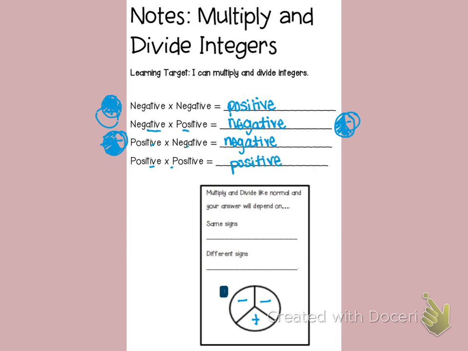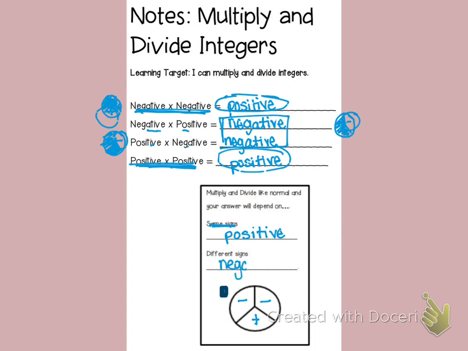It's good if you do your integer man before starting your problem because then you don't have to worry about whether the solution is negative or positive. We multiply and divide like normal, and your answer will depend on the signs. If you notice, a negative and a negative is the same sign, and a positive and a positive is the same sign. So when we have the same signs, we have a positive outcome. Therefore, when we have opposite signs, or different signs, our outcome is negative. We could also memorize that as well.